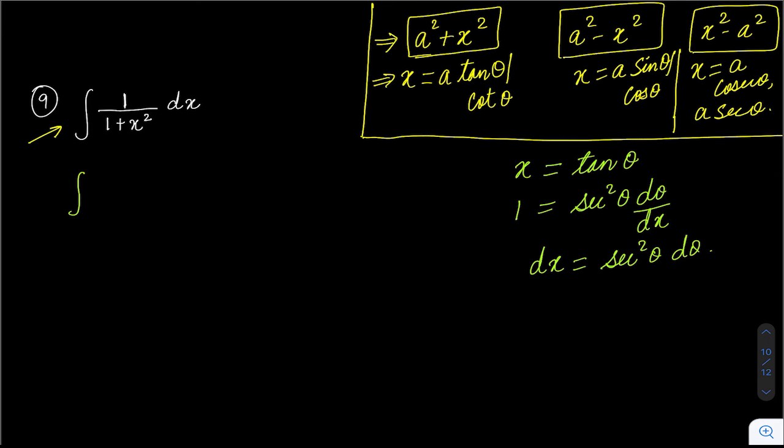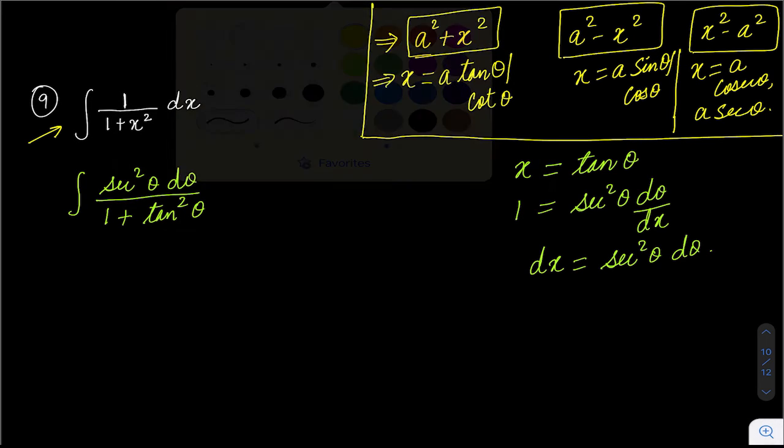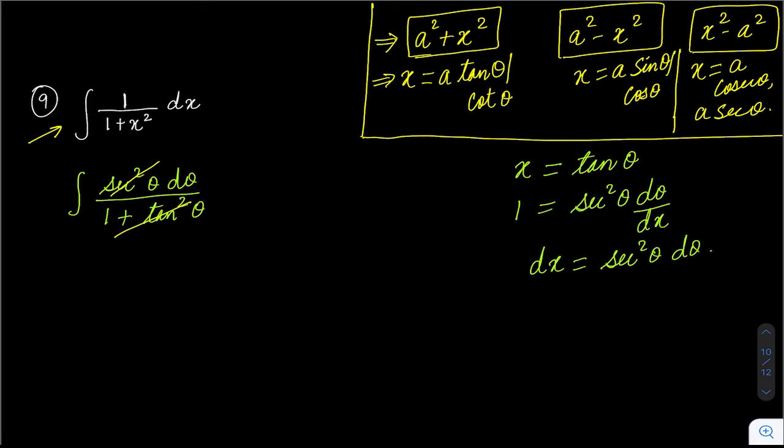So dx value is secant square theta d theta divided by 1 plus x square, so 1 plus tan square theta. And we know what 1 plus tan square theta is. It is nothing but secant square theta. So you can cancel this, you get 1. So basically my integration is nothing but integration of d theta only. You can see how this substitution simplified this question to just 1.